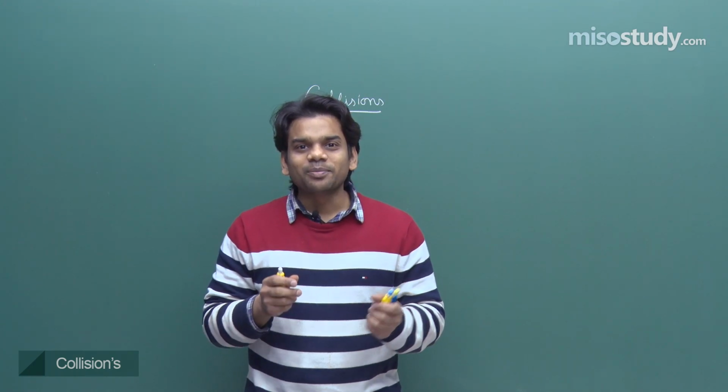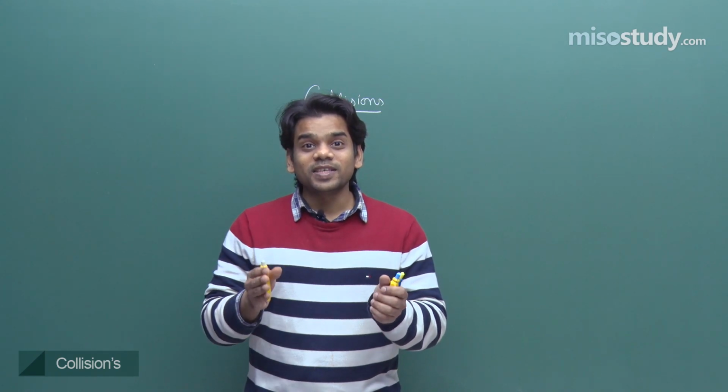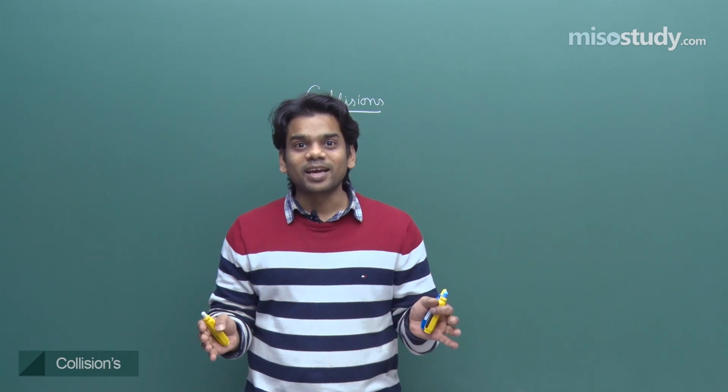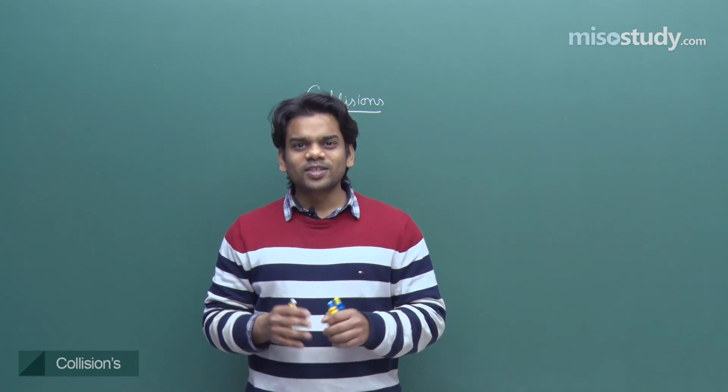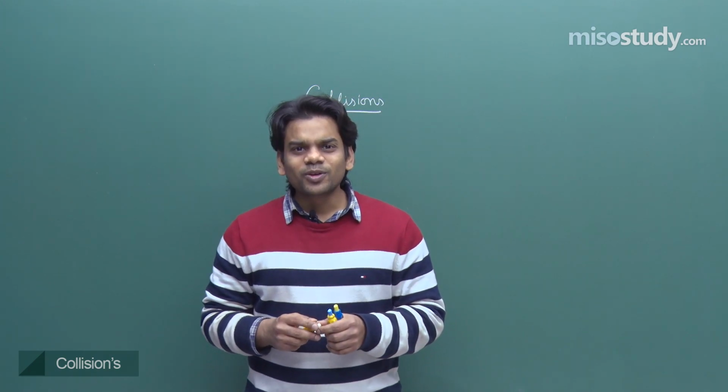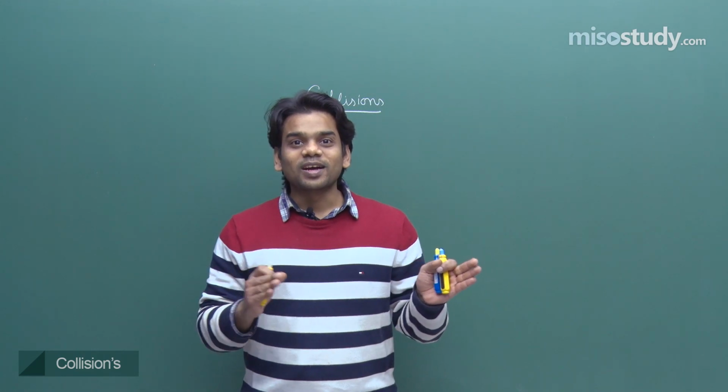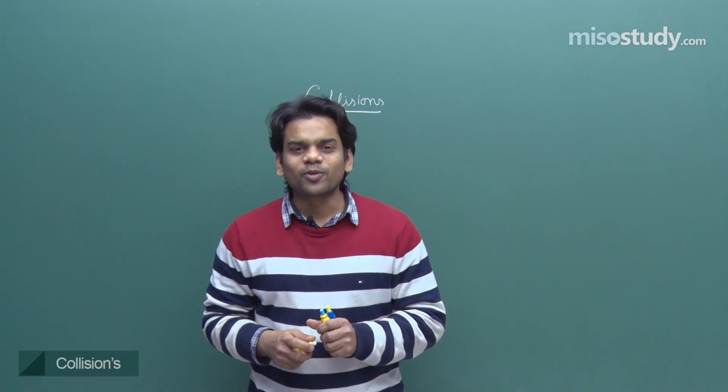Let me say you are riding a bicycle and suddenly you see a big brick kind of stone, and suddenly your bicycle strikes the stone. That means a collision has occurred. These are quite simple collisions. Or say suppose you're driving a car and suddenly your car strikes another car. That's a different kind of collision, and that is also an example of collision.